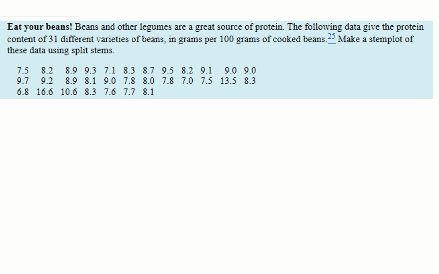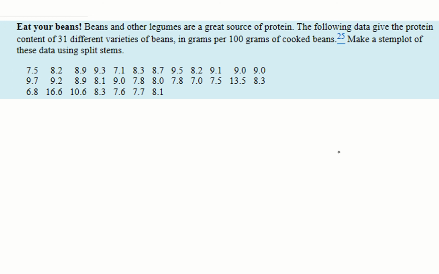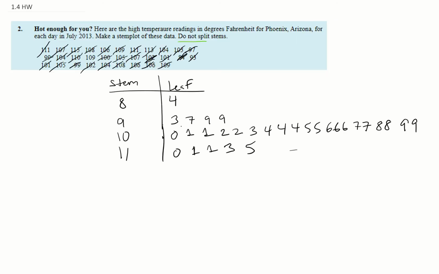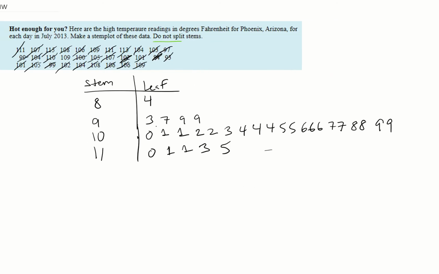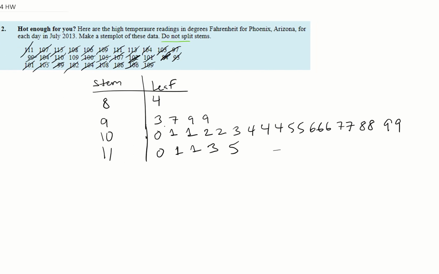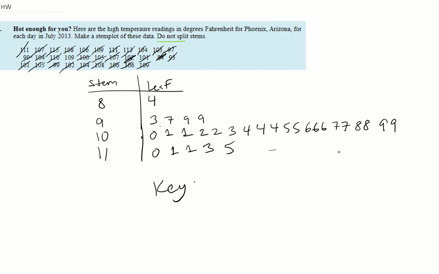So here they want us to make a stem plot for this data, but using split stems. Oh, let's go back to the problem here because we need a key. Make sure that when you do this, you have some kind of key for your stem plot before we move on to the next one. Let's pick any number on here. Let's say we have a 9 and a 7. So a 9 and a 7 stands for 97 degrees Fahrenheit.